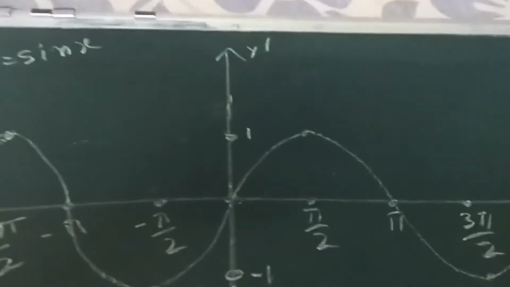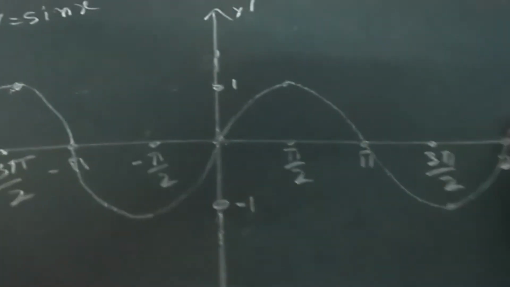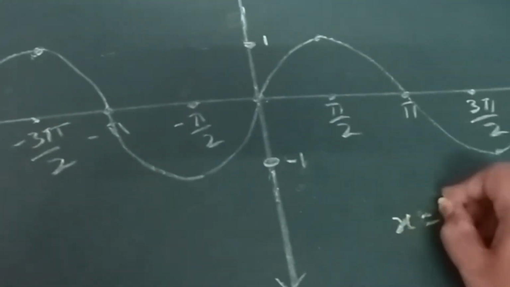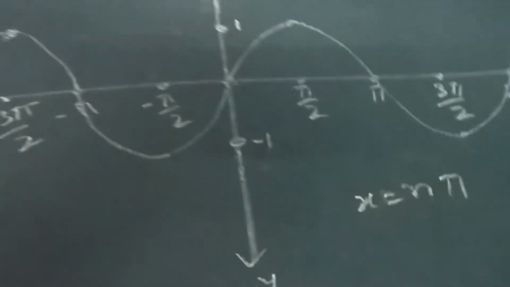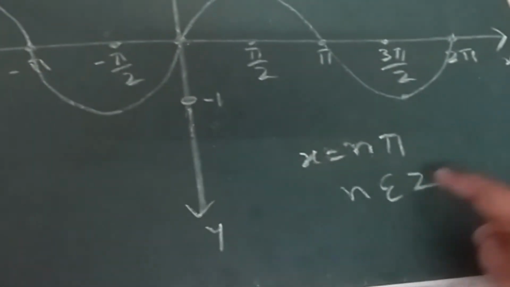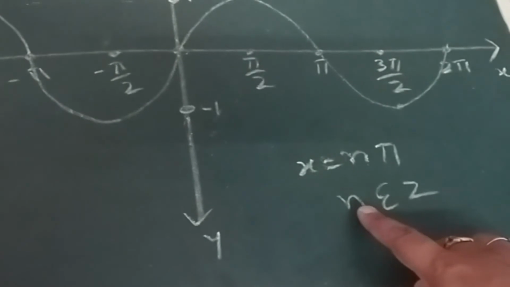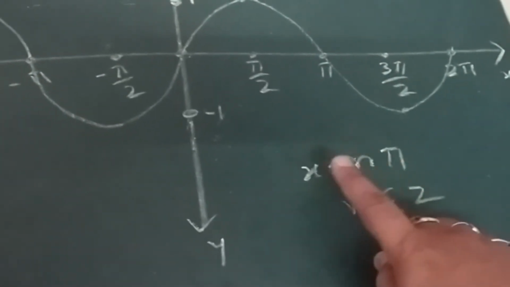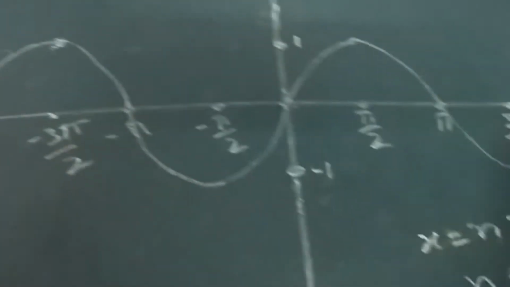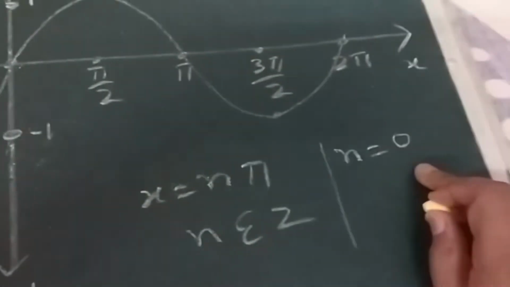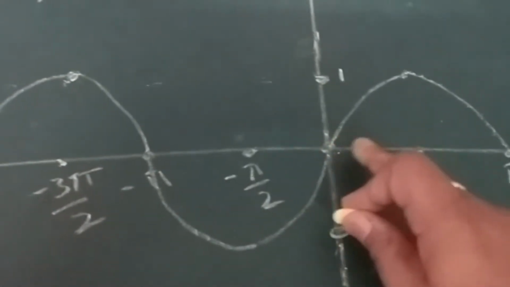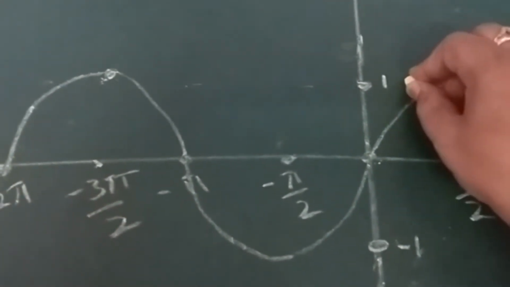Now what I am going to show you, that at x equal to n pi, where n belongs to integer. So if I am taking n equal to 0, then 0 into pi, that means x equal to 0, here I am drawing one tangent. First I am taking n equal to 0. 0 is an integer. 0 into pi, so x will be 0. So at x equal to 0, here I am drawing one tangent. It will look like this.